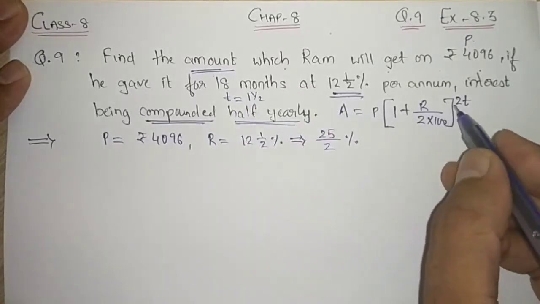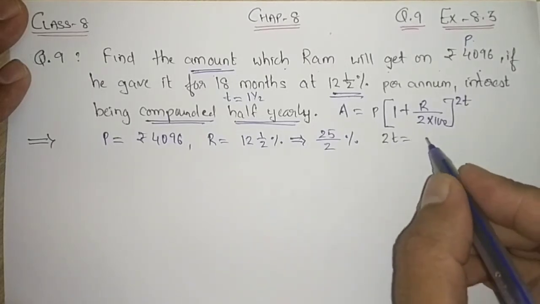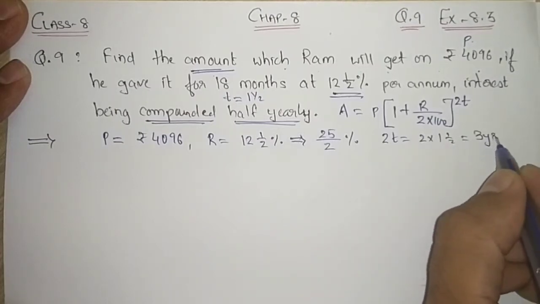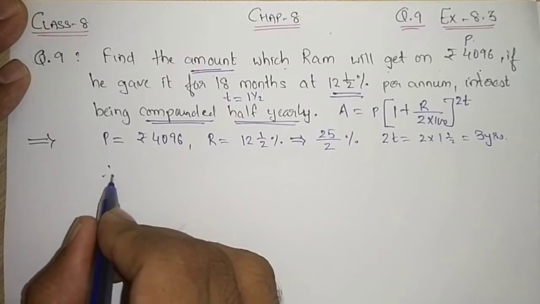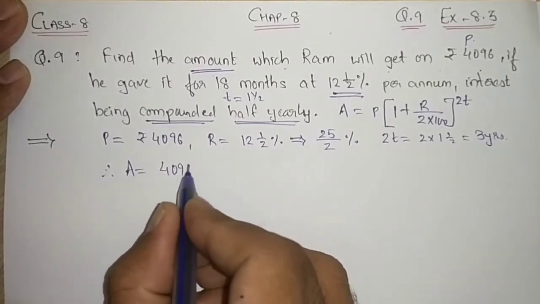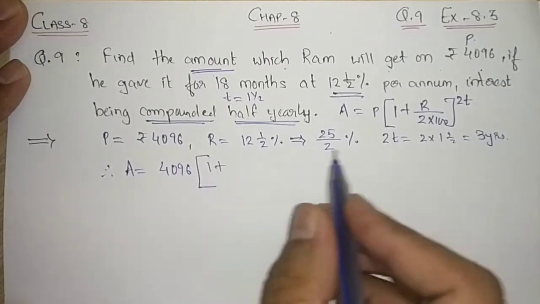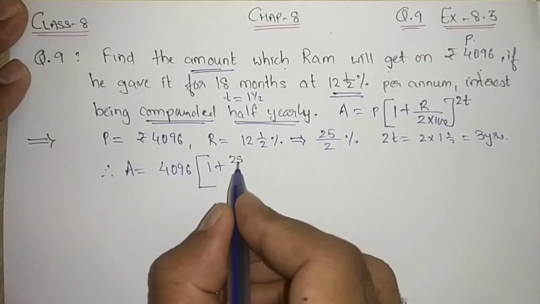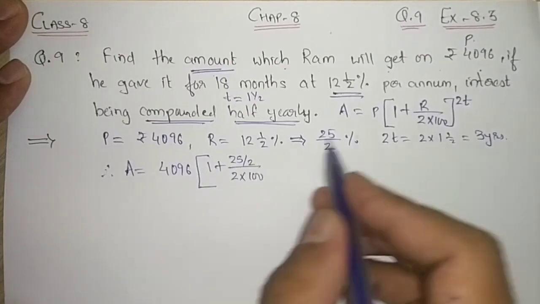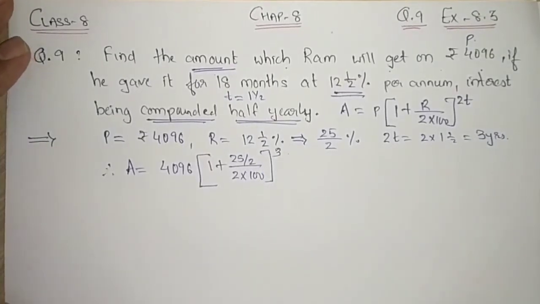And T, which I will take as 2 times T. So 2T will be 2 into 1.5, which is equal to 3 years. Putting it into the formula, therefore A is equal to P, which is 4096, into bracket 1 plus R, which is 25 divided by 2, whole divided by 2 into 100, whole raised to power 3.